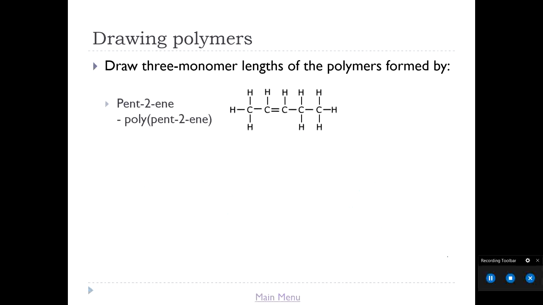Okay, and we'll do one more. So we'll look at pent-2-ene, or poly(pent-2-ene). Okay, so pent-2-ene, I'm going to do this one as a skeletal structure. So our monomer, we have our double bonded carbon. Coming down, we have a methyl, and coming up, we have an ethyl. Okay, so we have 3 of these units that are repeating. Same thing as before. One double bond breaks and attacks, and one from over there.